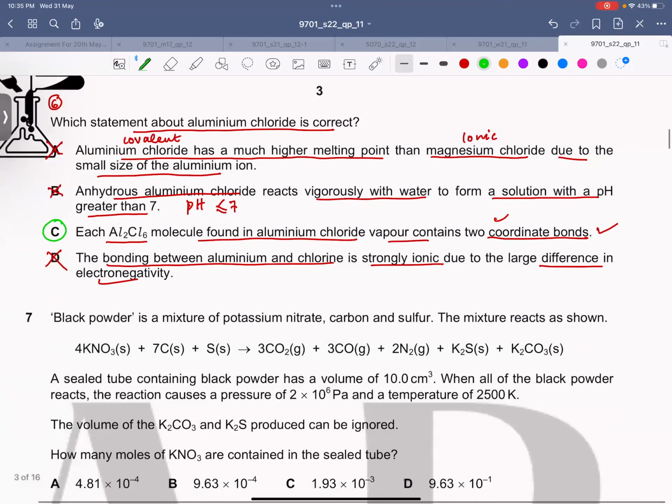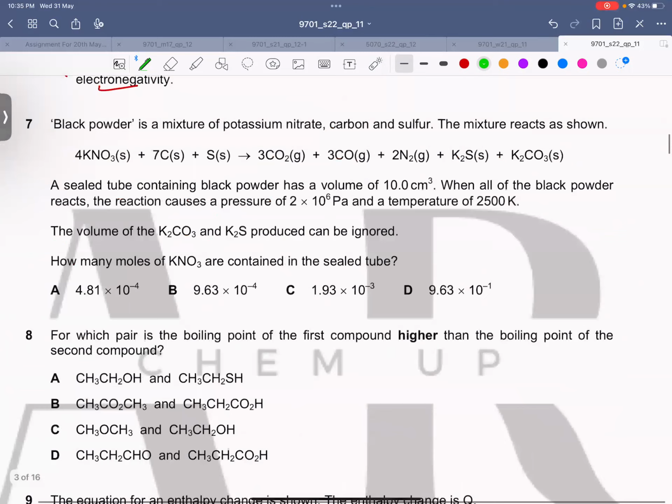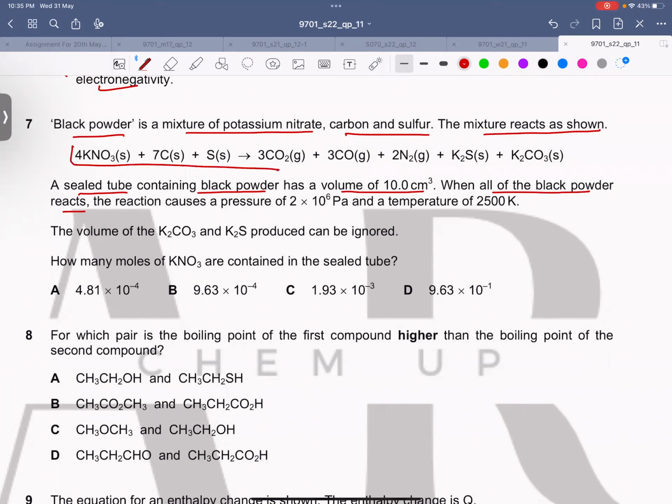Okay. Now question number 7. Black powder is a mixture of potassium nitrate, carbon, and sulfur. The mixture reacts as shown. A sealed tube containing black powder has a volume of 10 centimeter cube when all of the black powder reacts. So these three collectively constitute black powder. The reaction causes a pressure of 2 exponent 6 pascals and temperature of 2500 Kelvin. The volume of potassium carbonate and potassium sulfide produced can be ignored, because these are solid.